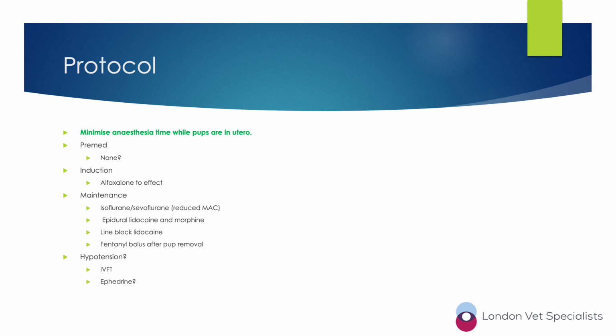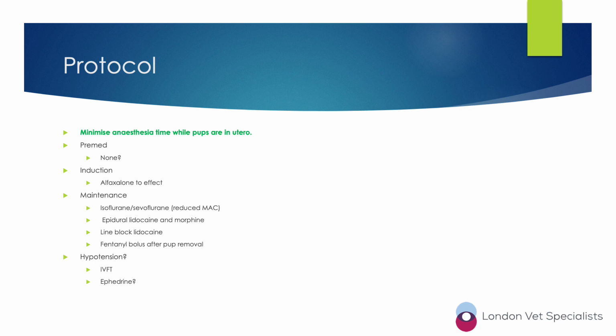and for additional analgesia, we can consider small boluses of fentanyl, particularly after the pup has been removed. Often you can get away with slightly less isoflurane or sevoflurane because the progesterone produced during the pregnancy is in fact MAC sparing. So as I say, if you haven't given any pre-med, but we've done a line block with lidocaine, that's going to wear off quite quickly. So once the pups are removed, you can give additional opioid analgesia.